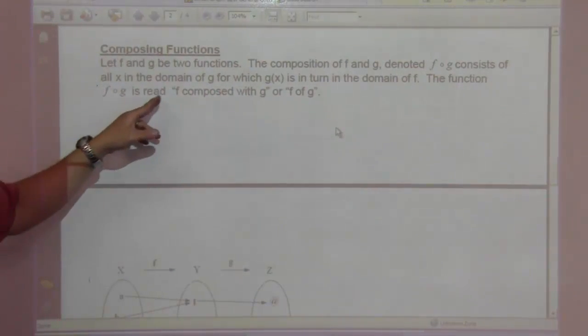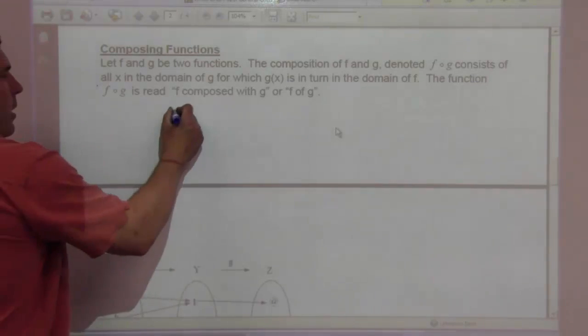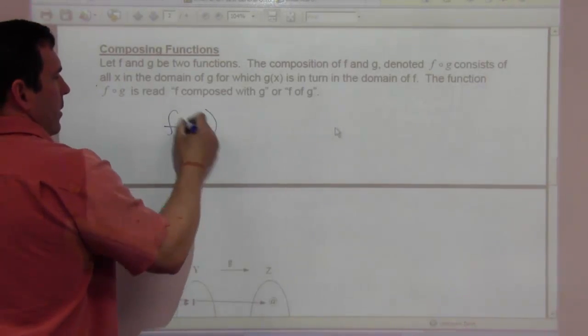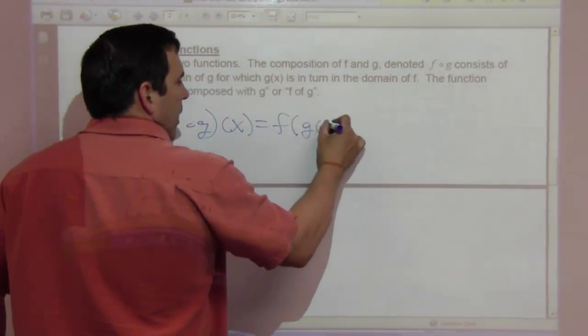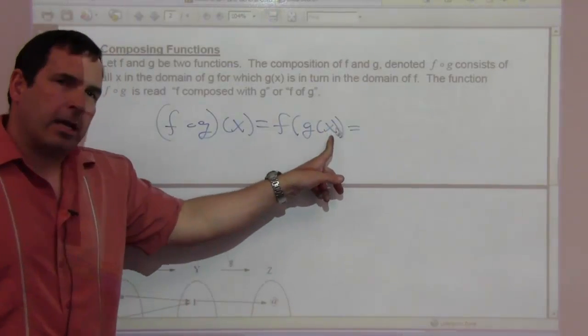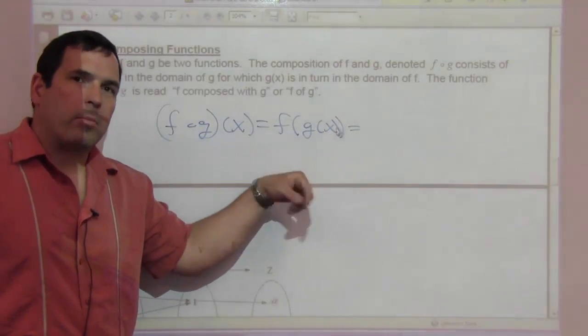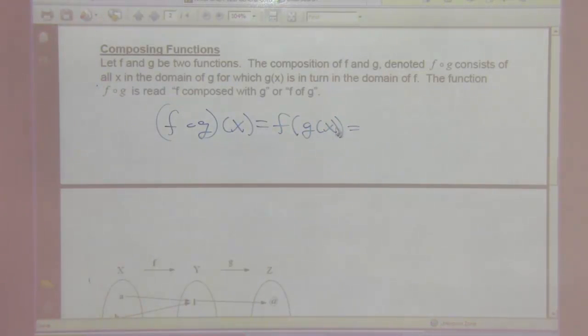The function f of g is read f composed with g or f of g, and f of g like that could be written as f of g of x. So the idea here is you plug a number in x into the function g. What it produces gets plugged into f. So the range of g is the domain of f.